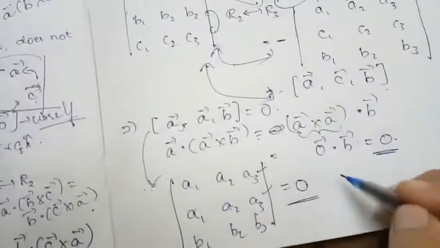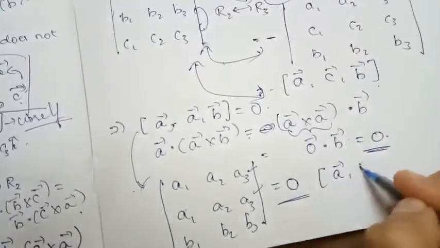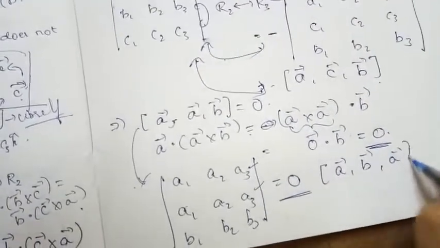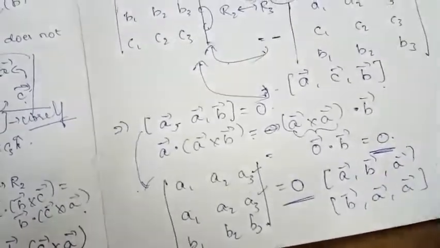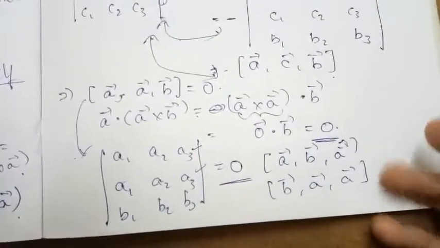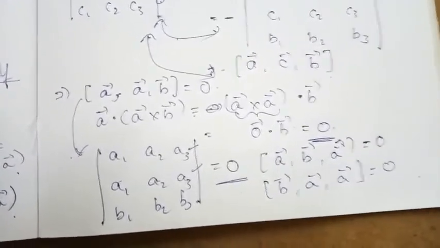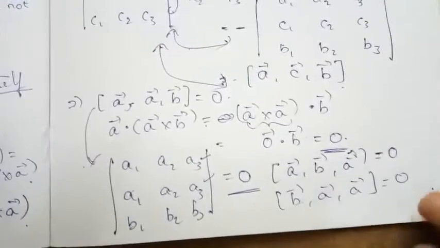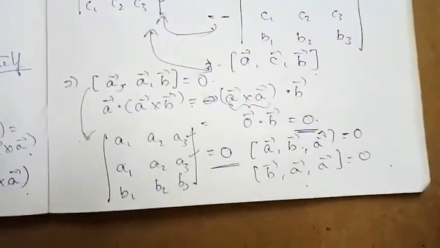So irrespective of the position of these vectors, that is if I write vector A, vector B, vector A, or vector B, vector A, vector A, irrespective of the position of the vectors, if we are having any two vectors identical, then the scalar triple product value is equal to 0. You can check it by yourself. For this one or this one, we are going to get the value equal to 0 itself.